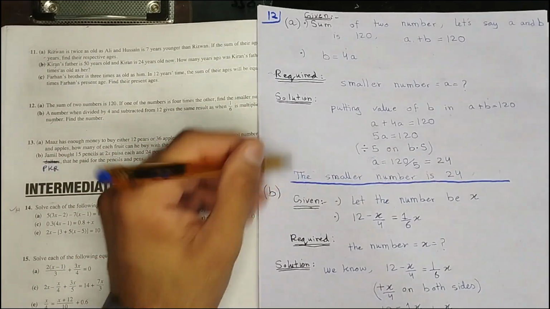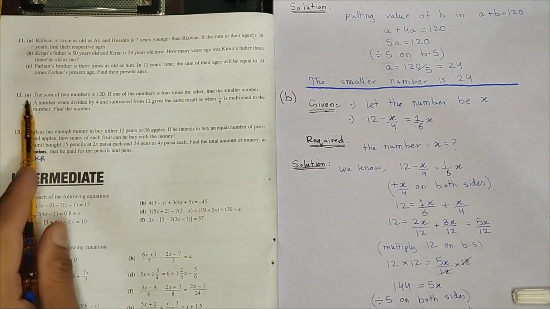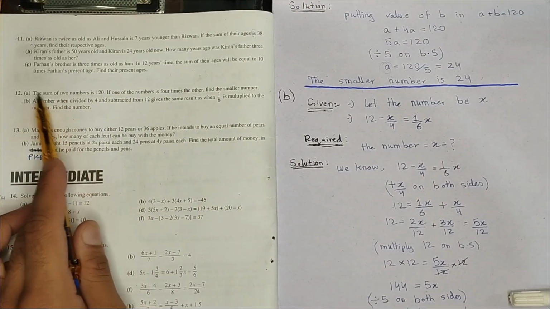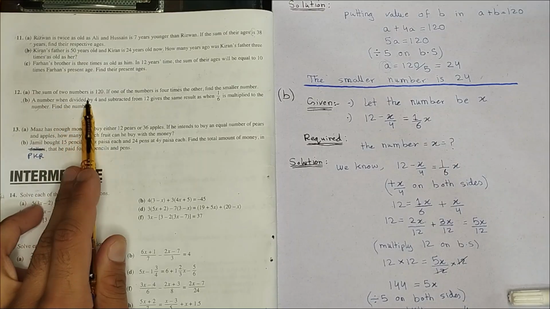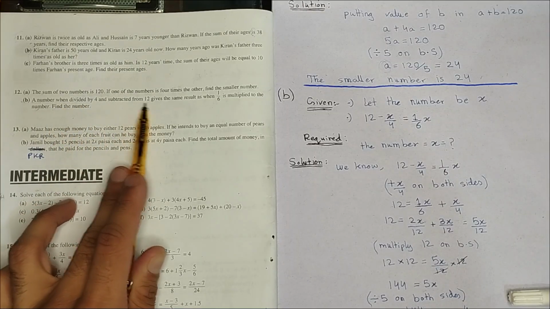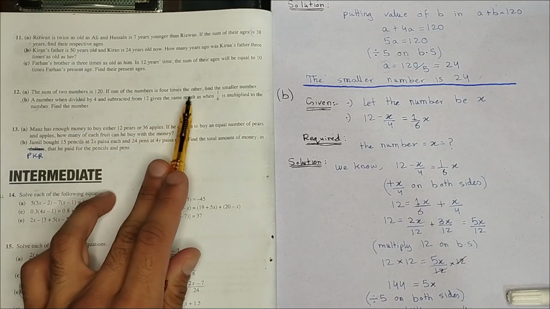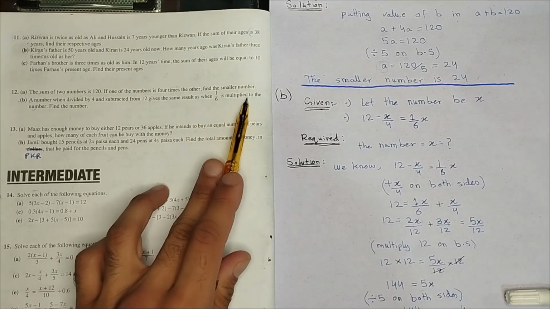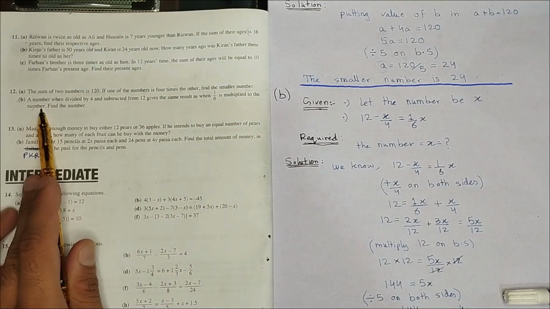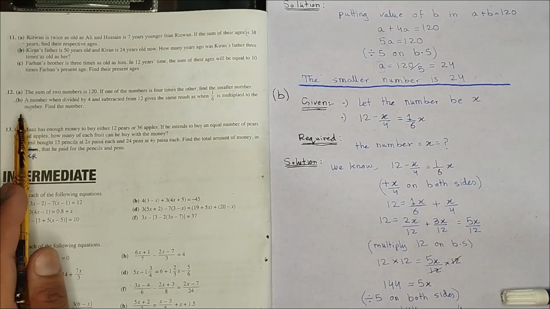That's what's important. Okay, now part B of question number 12. It says that a number when divided by 4 and subtracted from 12 gives the same result as when 1 by 6 is multiplied to that number. Okay, 1 by 6 is multiplied to that number.